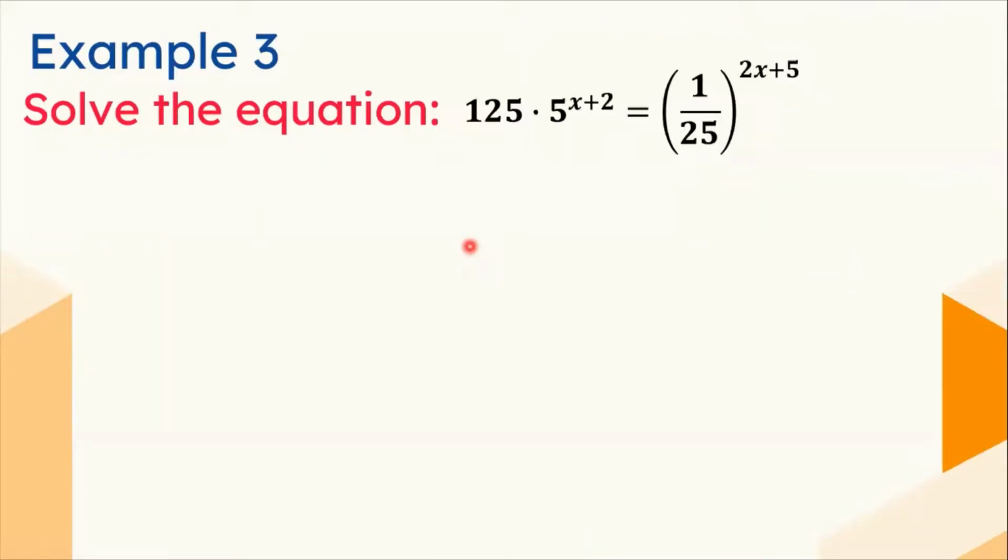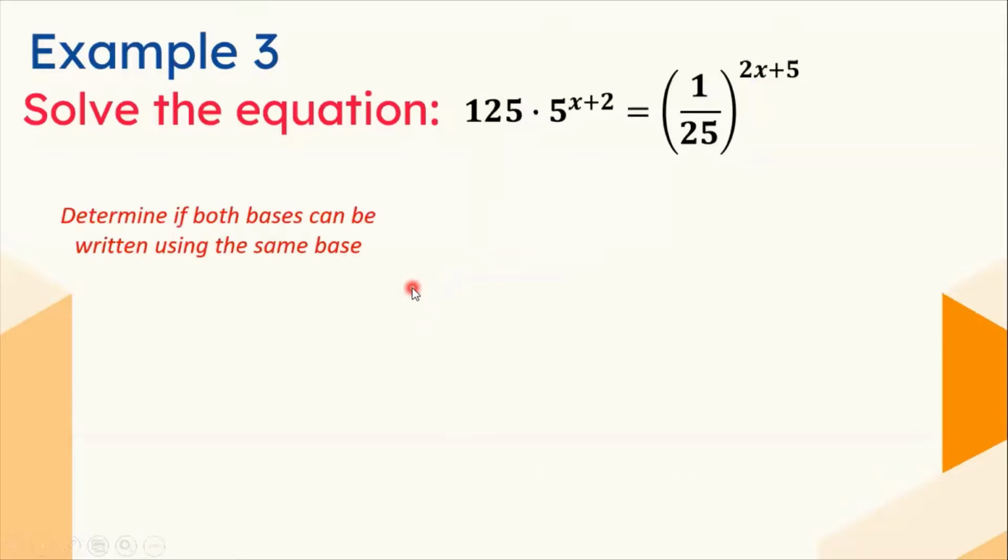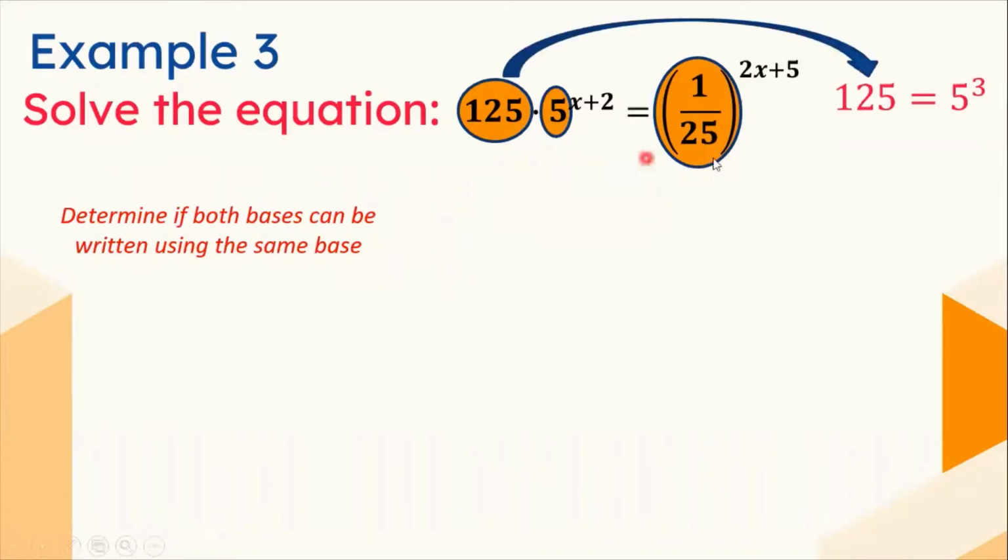Let's try this third example. Solve the equation 125 times 5 raised to the power of x plus 2 is equal to the quantity 1 over 25 raised to the power of 2x plus 5. So let's determine if all the bases can be written using the same base. In this case, 125, 5, and 1 over 25 can be written using the base 5. So for 125, that is equal to 5 cubed.